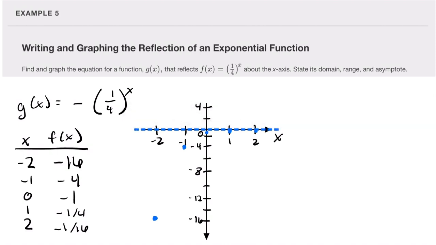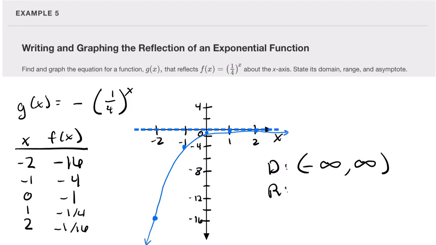That's good like that. And then our curve. Okay. All right. And then so let's see. Our domain, very left to the very right, is all reals. The range, which is the very bottom to the very top, is negative infinity up to 0, the open interval. And our horizontal asymptote is going to be what? Y equals 0.